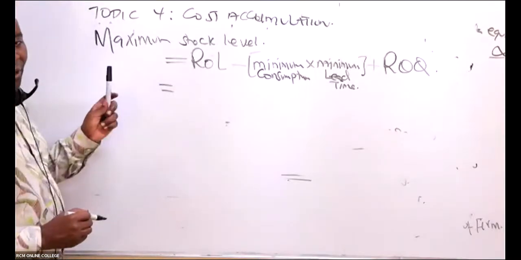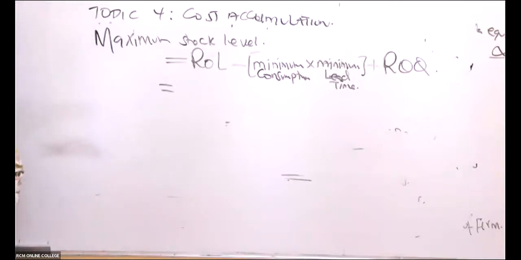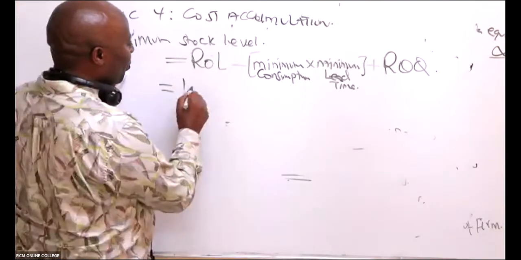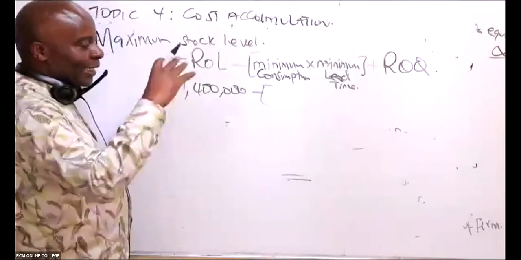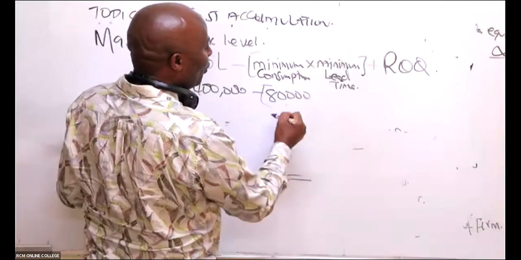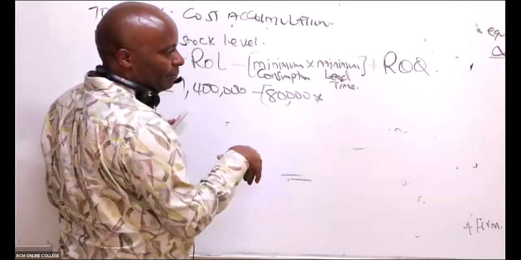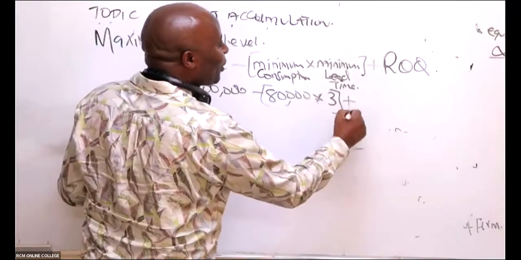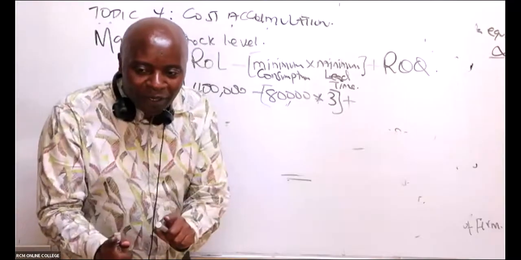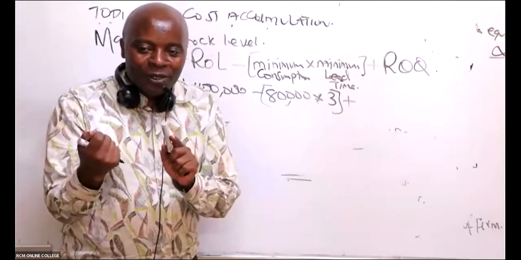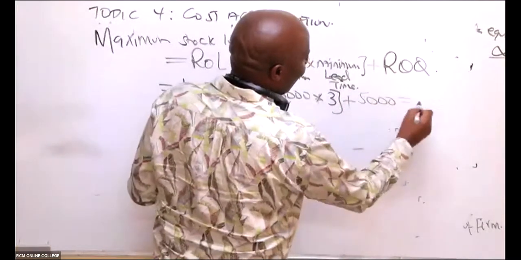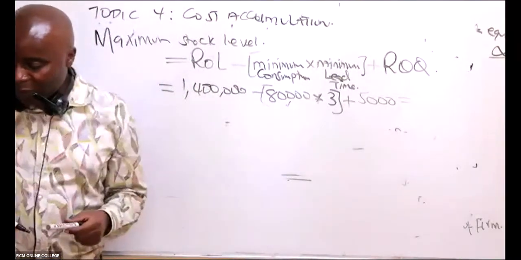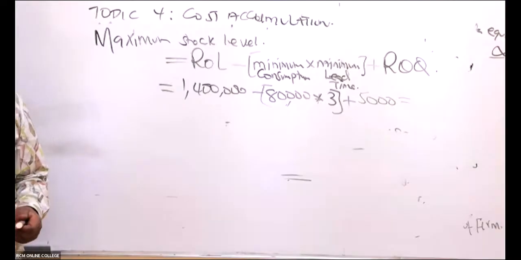So are you able to see the reorder level? You guys gave me the reorder level. Okay, how do we get the roll? We'll go back a little bit. The minimum consumption from the 12 months is 80,000 units. The minimum lead time is 3. And every time we place an order with our suppliers, we ask for 5,000 units. That is the reorder quantity. So reorder quantity is 5,000.